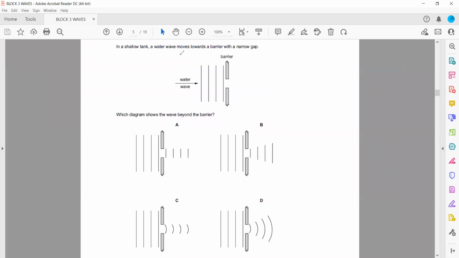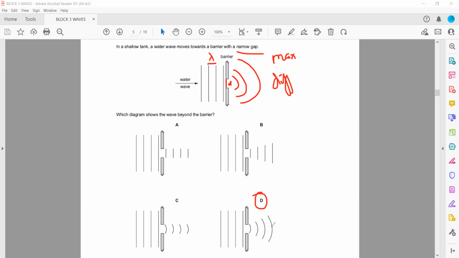In a shallow tank, water waves move towards a barrier with a narrow gap. Narrow gap means the gap size is smaller than the wavelength. Like this is the wavelength and this one is the gap size. Gap size is smaller than the wavelength, narrow gap. And whenever you have a narrow gap, you will have maximum diffraction. Maximum diffraction means the wave will spread out more. So which diagram represents the maximum spreading of the wave? That is represented by D. That's why D is the correct answer for this.